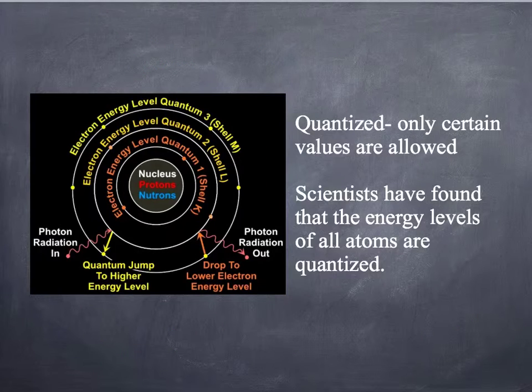Okay, so this diagram looks a little bit scary, you might say, but there's a couple terms we need to know about. Quantized: only certain values are allowed. That's what the word quantized means. Scientists have found that the energy levels of all atoms are quantized, which means we can look at the light and see that energy level.